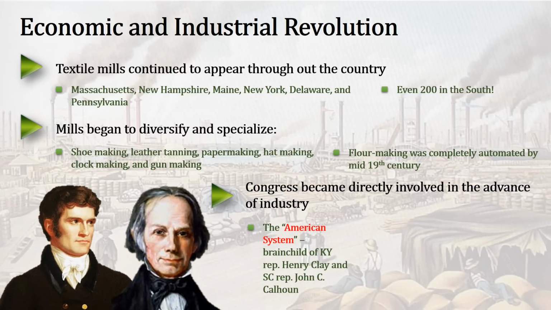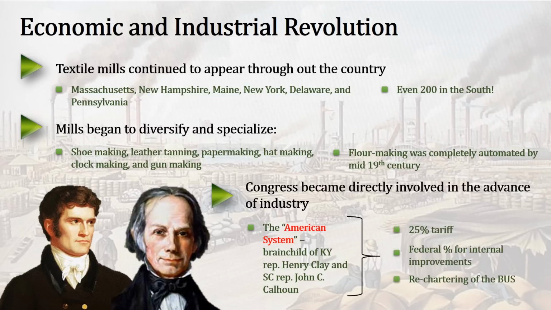Well, the U.S. Congress took a look at the emerging capitalist industry in the United States and became directly involved in the advance of industry. Two congressmen, one from the West, Henry Clay, and one from the South, John C. Calhoun, devise a system known as the American system, in which Congress is going to support the spread of industry.